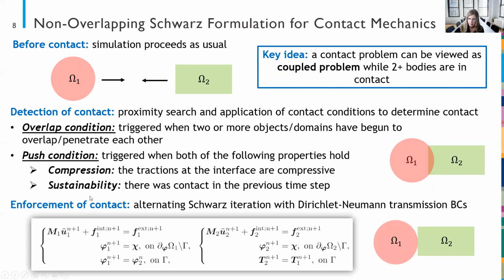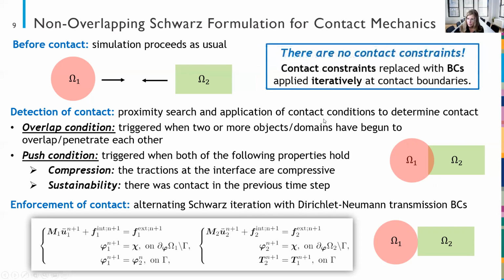And so the last step is the enforcement of contact. Once you have this overlapping situation, which you don't want because you have interpenetration, you need to correct this. For this, we apply this alternating Schwarz iteration that I described earlier. We apply Dirichlet-Neumann transmission conditions because our goal is to get into this non-overlapping framework where in subsequent iterations, you either apply a displacement condition or a traction condition in an alternating manner.